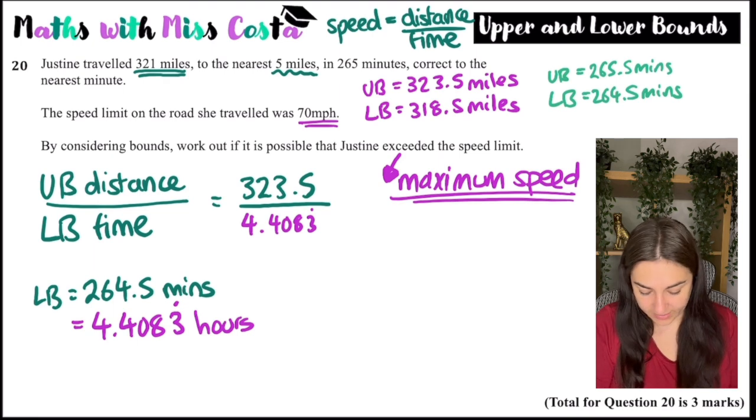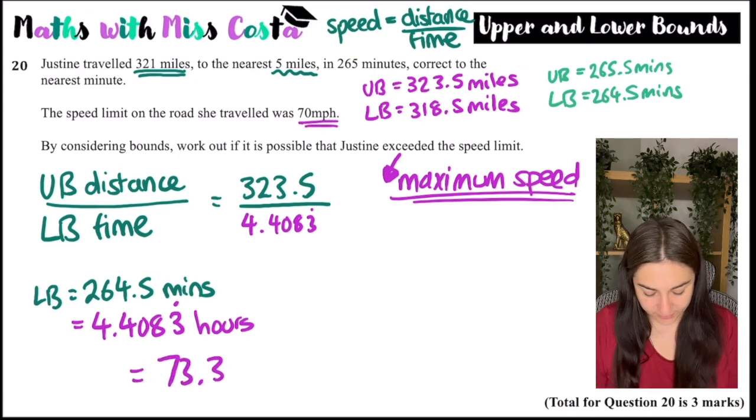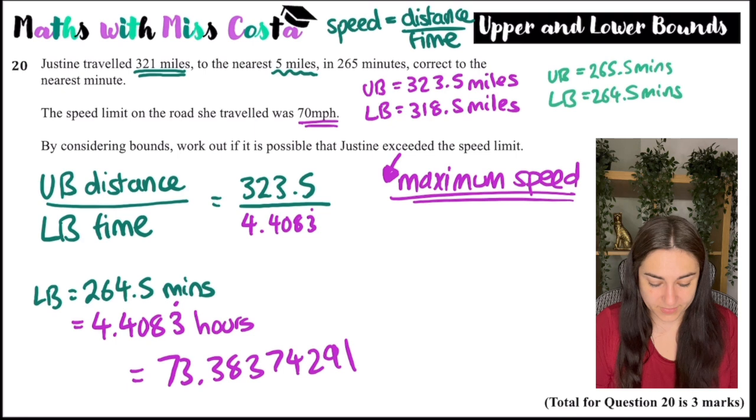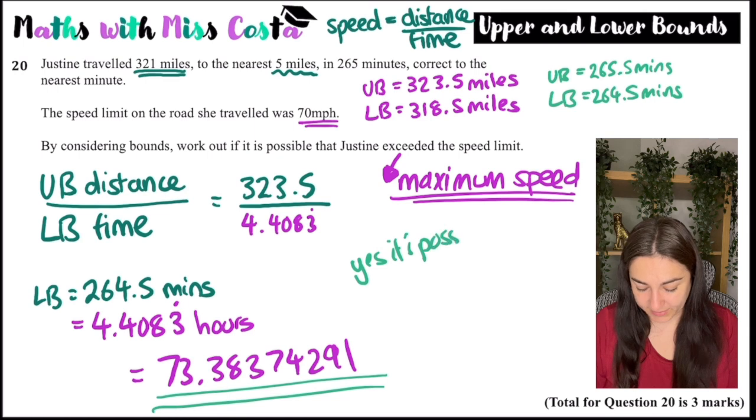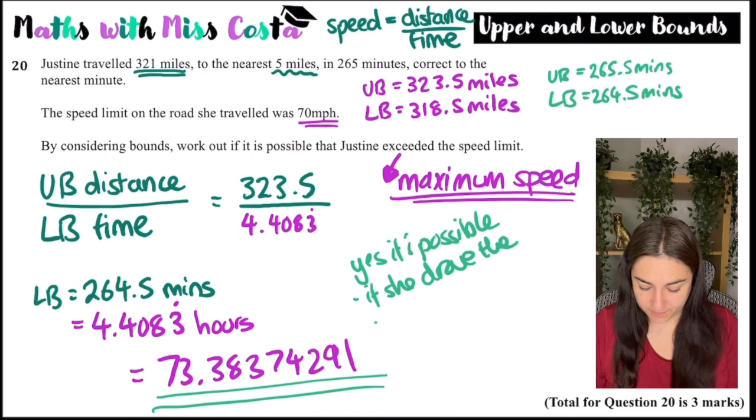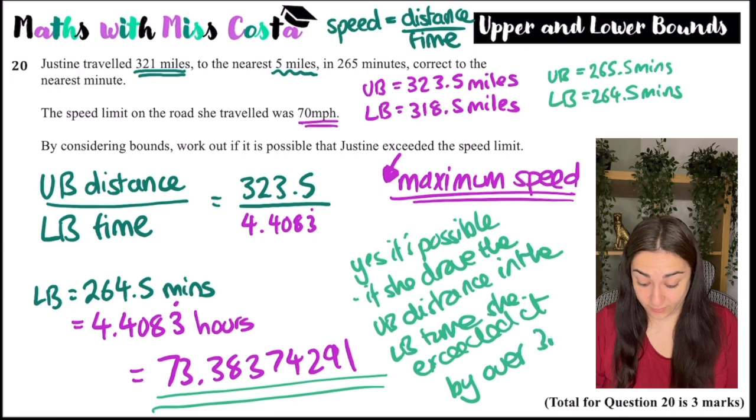Okay, so let's do that. 323.5 divided by answer equals 73.38374291. Is it possible that she exceeded the speed limit? Yes, it's possible. If she drove the max upper bound distance in the lower bound time, she exceeded it by over 3 miles per hour.